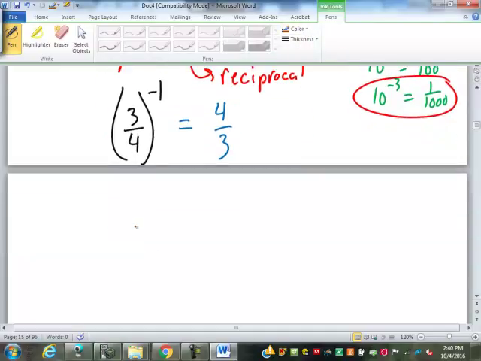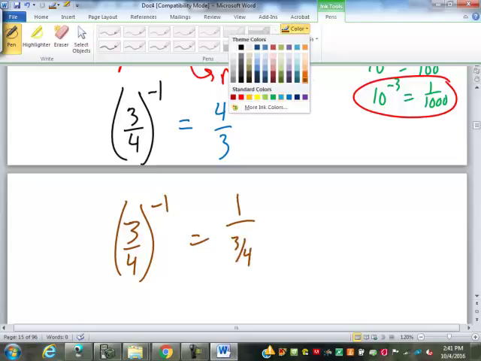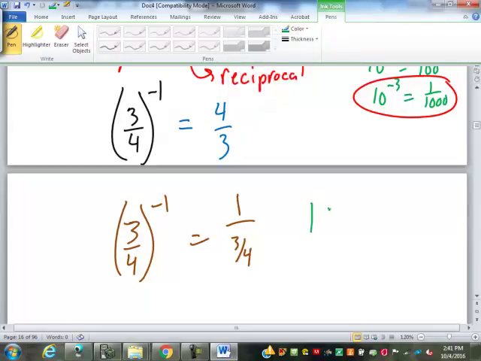Negative 3/4 to the -1 means 1 over 3/4. Well, what's 1 divided by 3/4? That's 1/1 times 4/3, which is 4/3. So yes, it turns out a negative power is just a reciprocal.